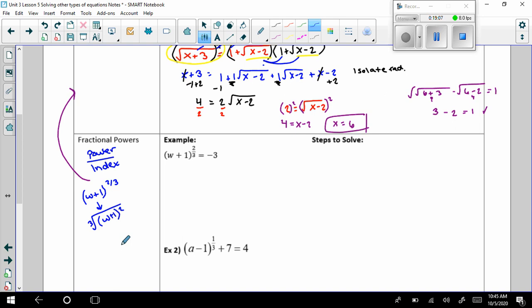Okay, so that's really up to you. You're absolutely welcome to do that. So isolate the factor or expression with the fractional power.